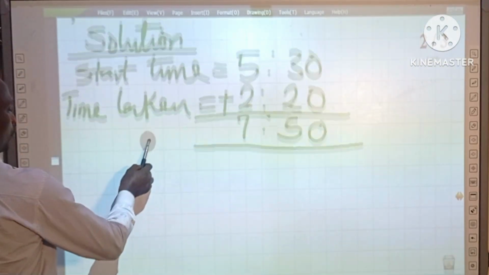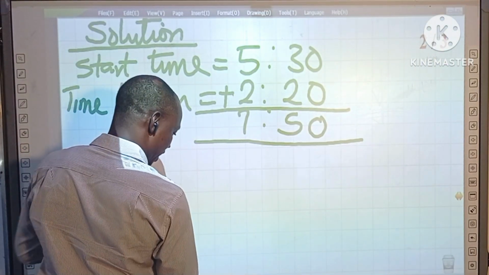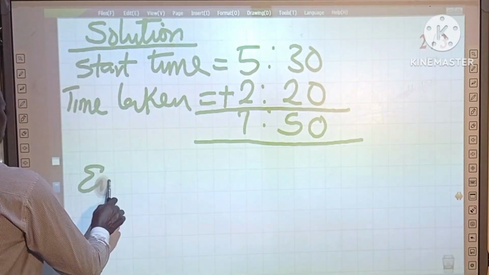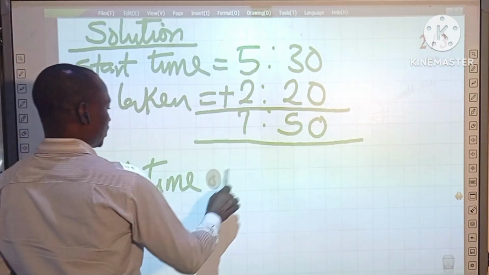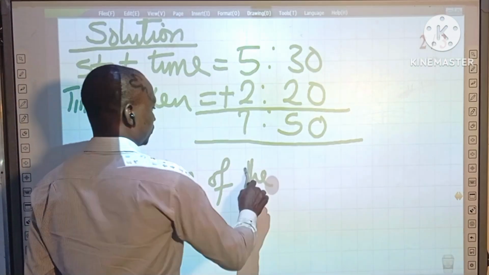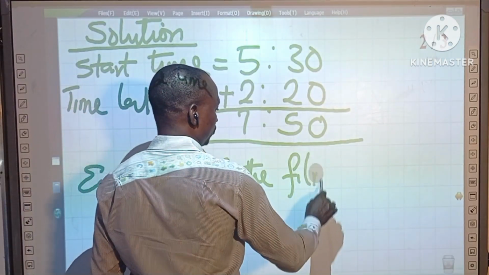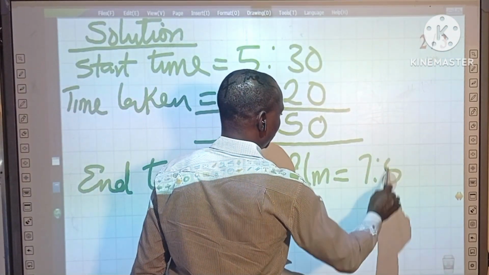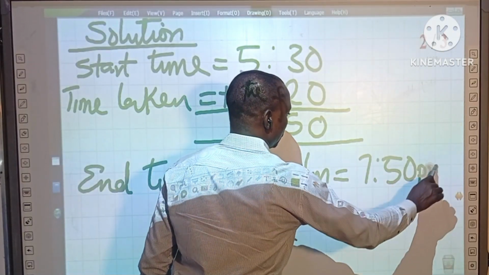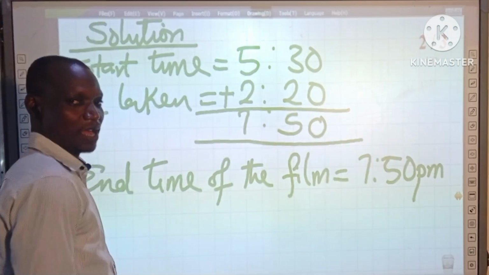So we now know the end time. End time of the movie, end time of the film, was what? 7:50 p.m. Actually, easy peasy, lemon squeezy, pizza cheesy.